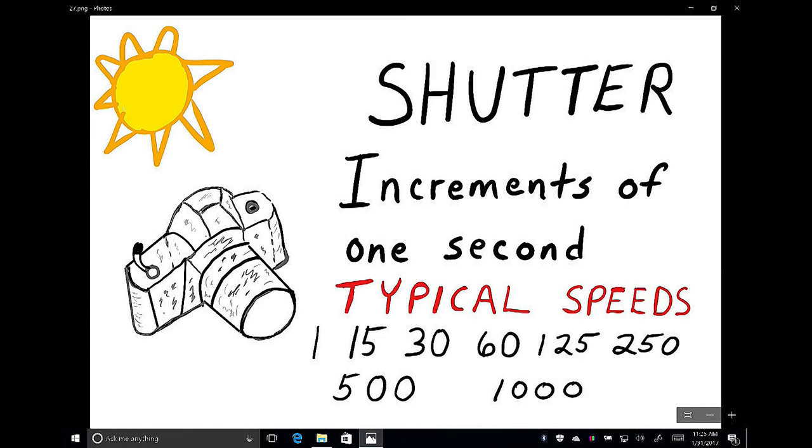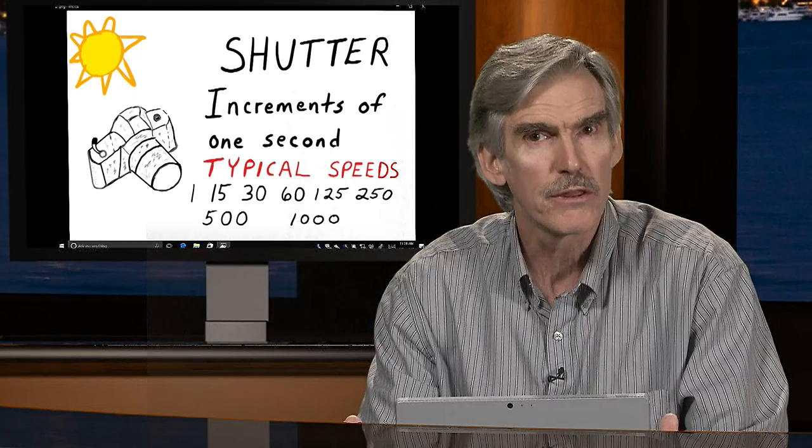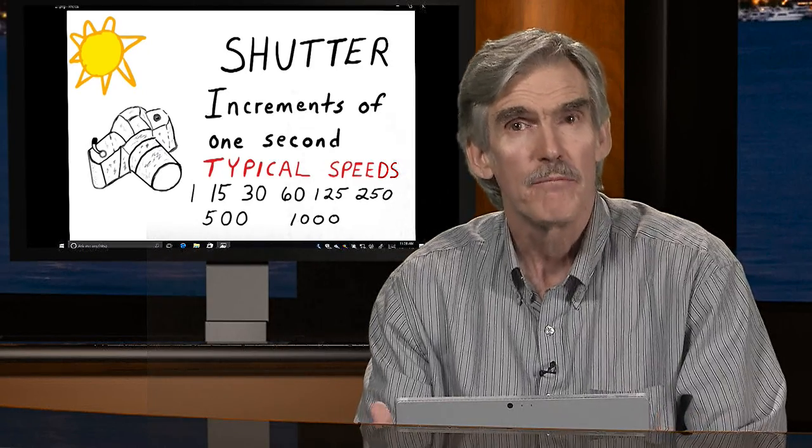So the shutter speed is measured in increments of 1 second. And so the typical speeds involve the numbers you see below. Those numbers are actually representative of a ratio, and those numbers are the denominator. So you see 1, 15, 30, 60, 125, 250, 500, and 1,000. So you put 1 as a numerator over the top of those numbers as denominators, and you come up with the duration of time based on 1 second.